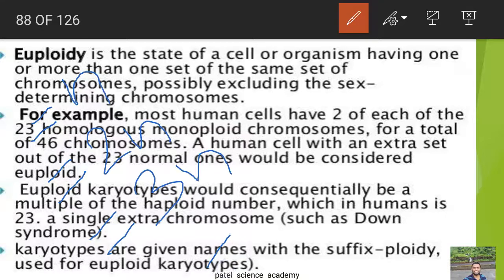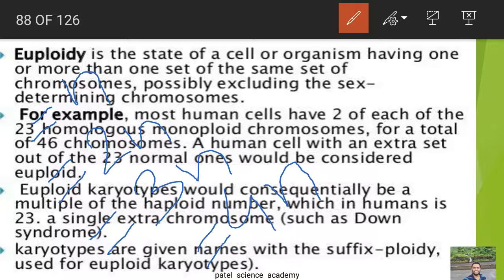And then four sets of chromosomes, it is indicated by 4n, it is called tetraploid. Then 5 sets of chromosomes, pentaploid. So likewise, these are the different types of euploidy in which there are different multiple sets of chromosomes.